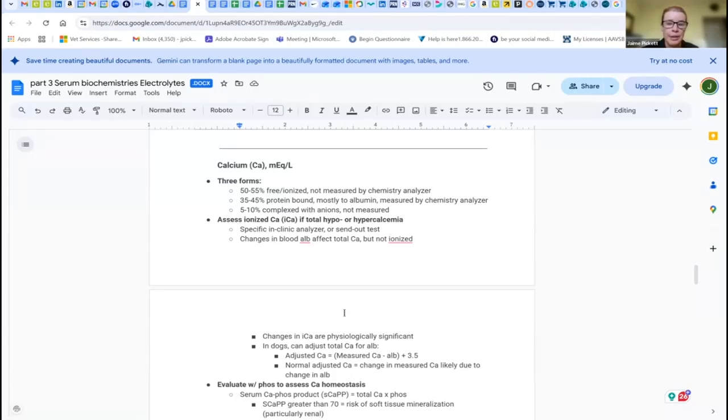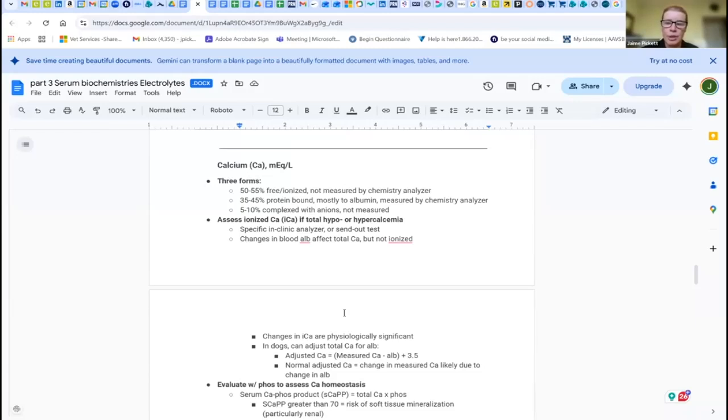So when we see an increase in calcium, hypercalcemia, in dogs, the big three are hypercalcemia of malignancy, primary hyperparathyroidism, and hypoadrenocorticism. So here is Addison's back in the picture. Cats are often idiopathic or renal disease. So either we don't know or it's kidney disease.